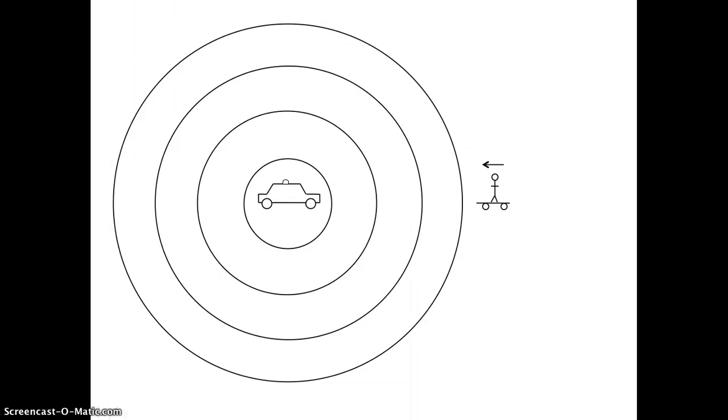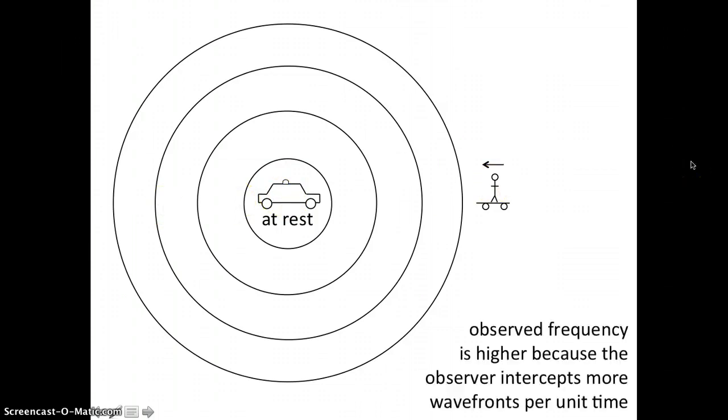The same Doppler shift can be produced even when the car is at rest. So now the car, which is the source of sound, is not moving, but the observer is. The observer here hears a higher frequency because she is intercepting more wavefronts per second. As she strikes one wave, she then moves into the next wave, decreasing the time it takes to receive the second wavefront. So a higher frequency is heard.